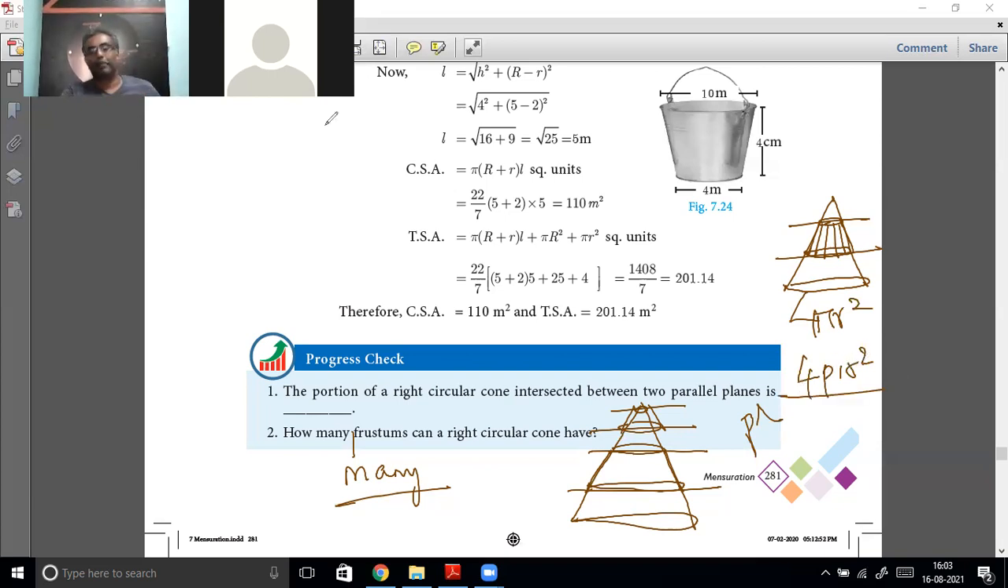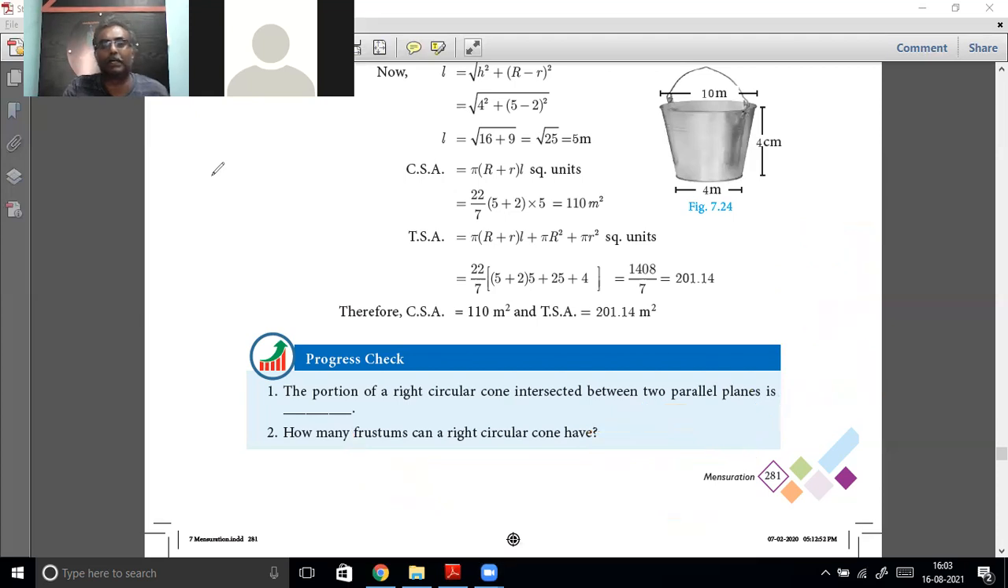All the best. I hope today you will learn everything and you will not keep quiet. Today, please learn everything till now, till page 281. We start the exercises from tomorrow onwards. Very important.